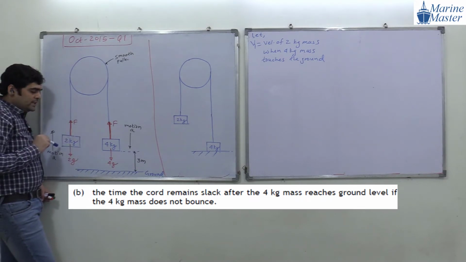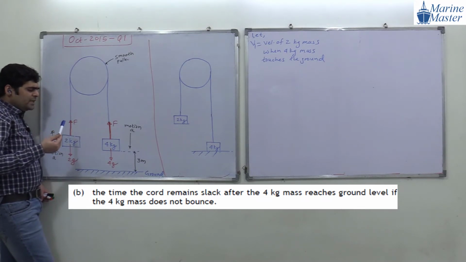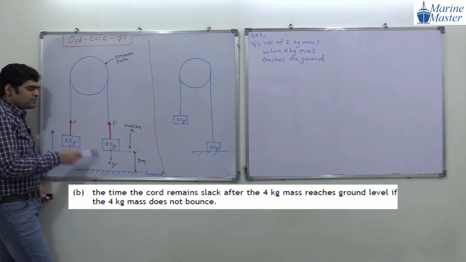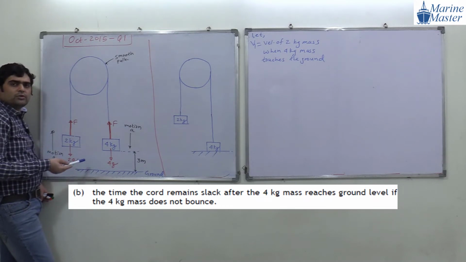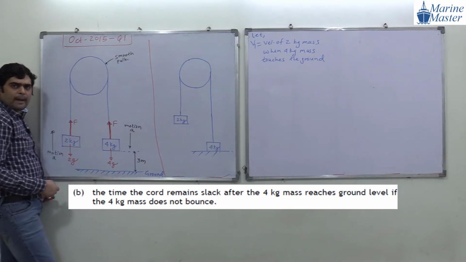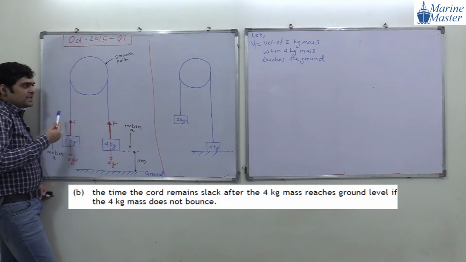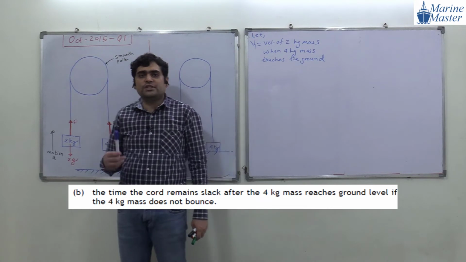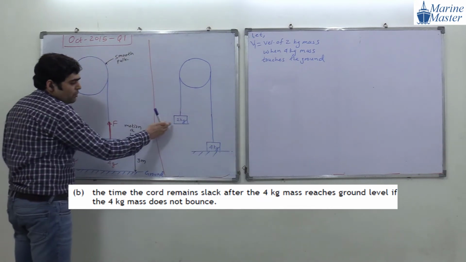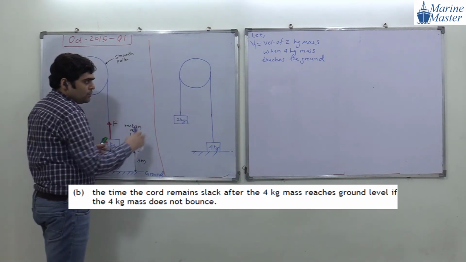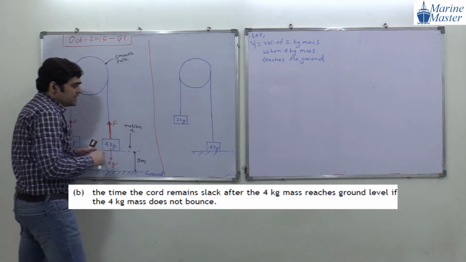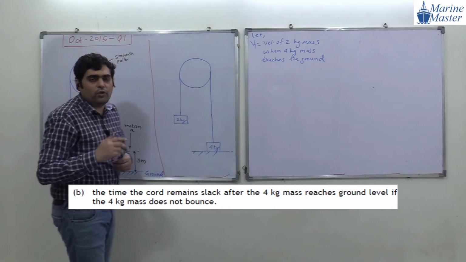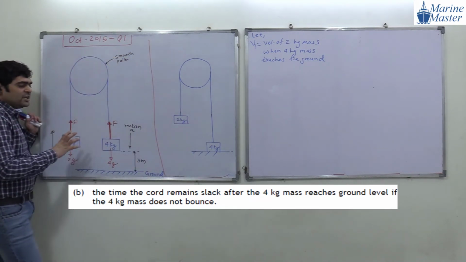Now, try to see the point here. When the 2 kg mass is going up, at a certain instant the 4 kg mass touches the ground, but the 2 kg mass will have gained some velocity and it will come to this point. Till reaching this position of the 2 kg mass, which motion will it follow, meaning which acceleration will it follow?